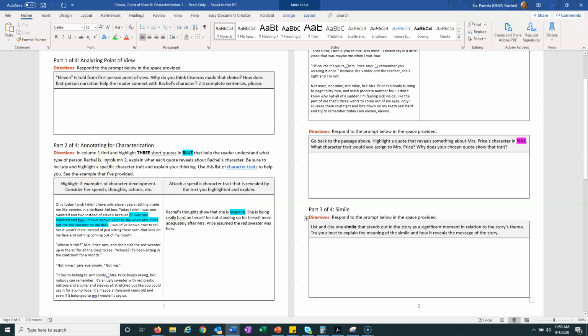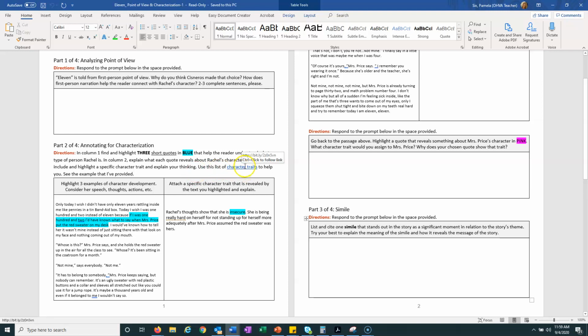So basically, what you're being asked to do in part 2 is you need to find 3 short quotes that help the reader understand the type of person that Rachel is. In column 2, you're going to explain what each quote reveals about Rachel's character. Be sure to include and highlight specific character traits to explain your thinking.